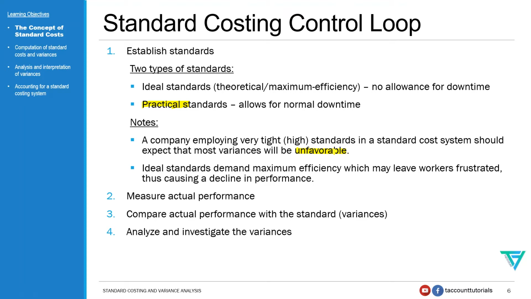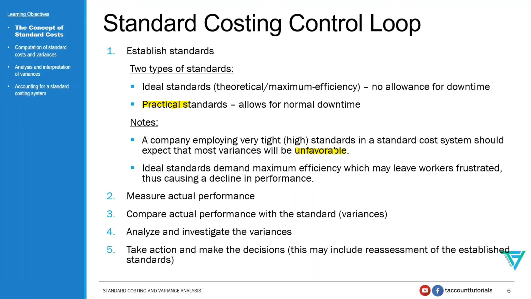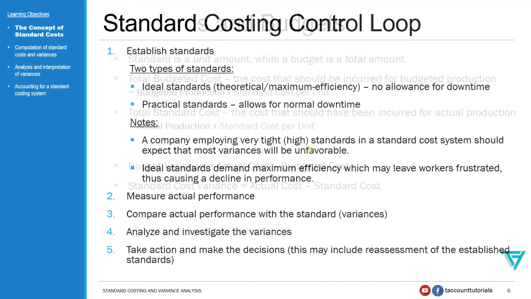Next is to analyze and investigate the variances. So after the computation of the variances, management should be able to assign the responsibility over the variances to which particular department this variance belongs. And then of course follow through on that. In the last and next step, which is take action and make decisions. So in this last step, this may include reassessment of the established standards. All right.